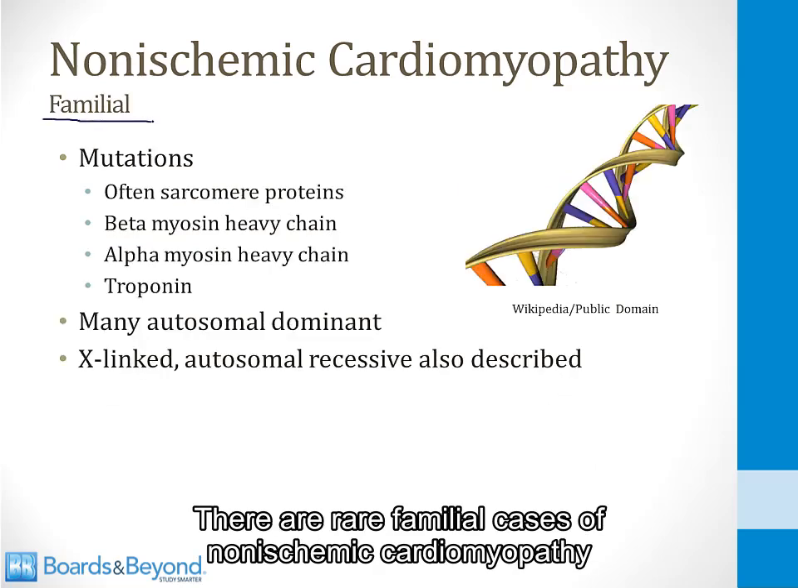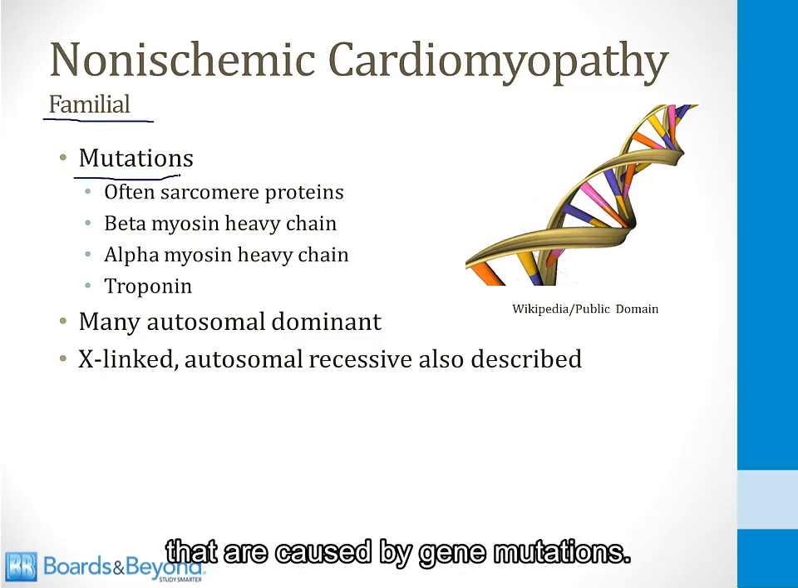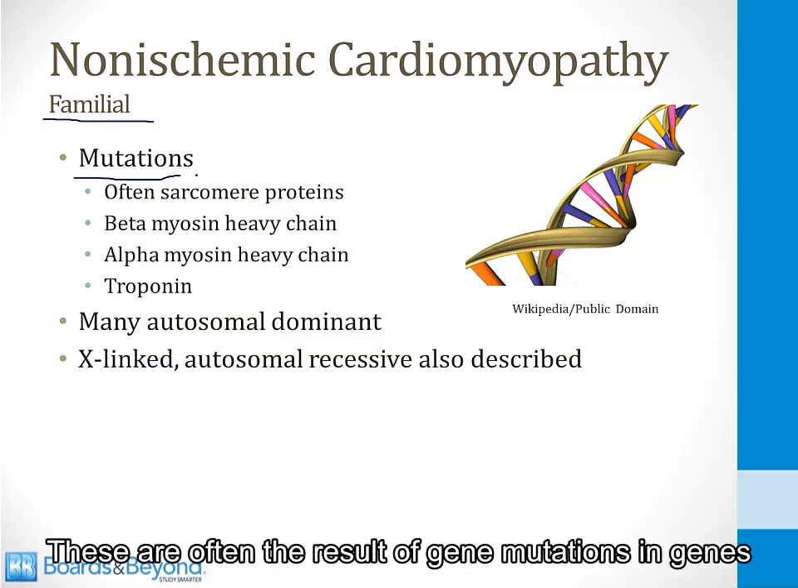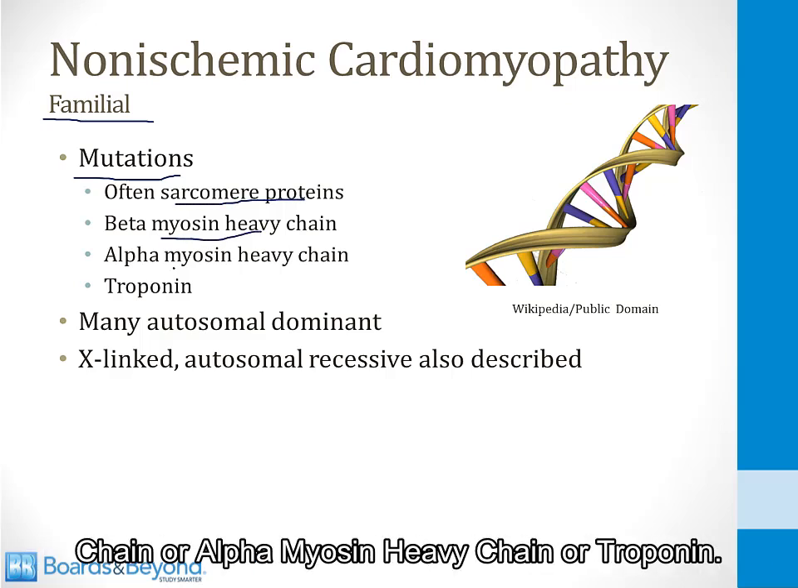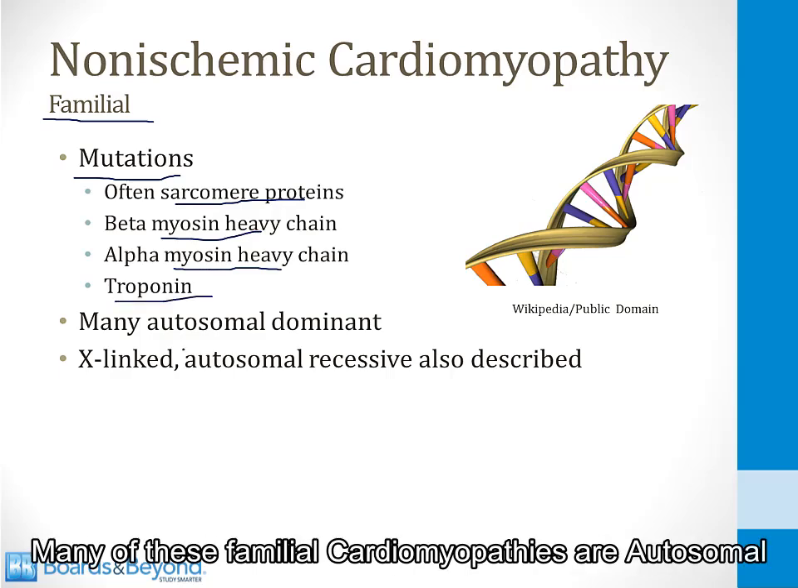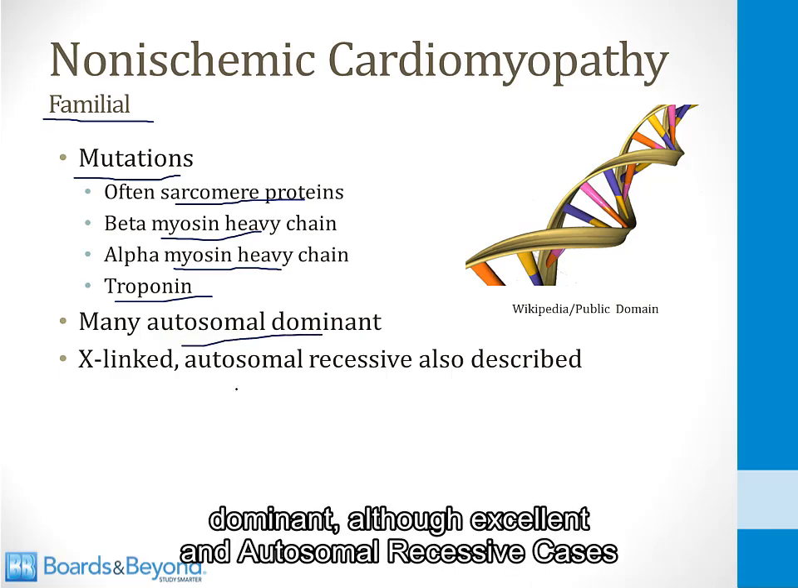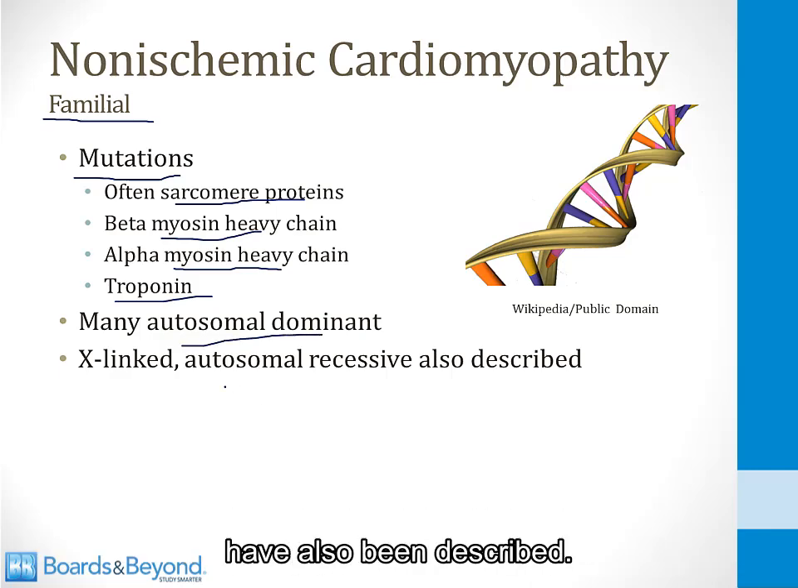There are rare familial cases of non-ischemic cardiomyopathy that are caused by gene mutations. These are often the result of gene mutations in genes that code for sarcomere proteins, like beta-myosin heavy chain or alpha-myosin heavy chain or troponin. Many of these familial cardiomyopathies are autosomal dominant, although X-linked and autosomal recessive cases have also been described.